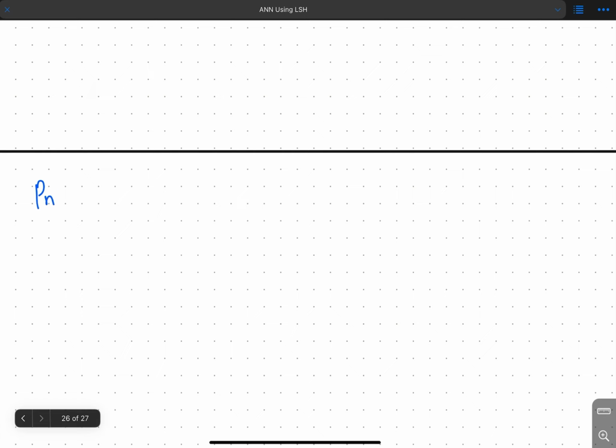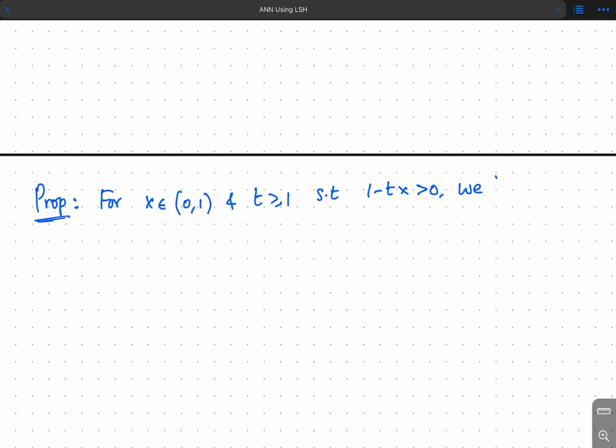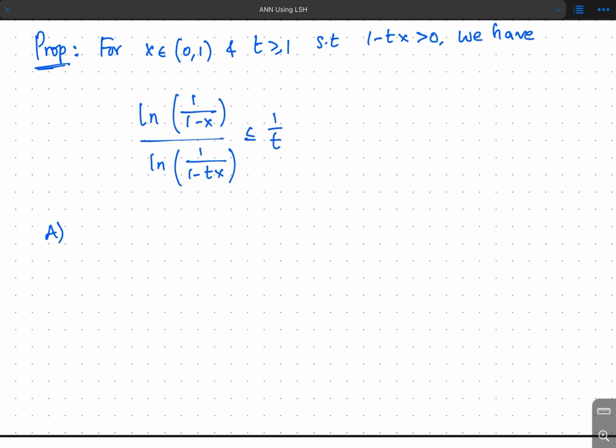For that we will need this proposition. The proposition is given as this: for x belonging to (0,1) and t greater than or equal to 1 such that 1 minus tx is greater than 0, we have ln 1/(1 minus x) by ln 1/(1 minus tx) is at most 1 by t. Let's try to prove this.